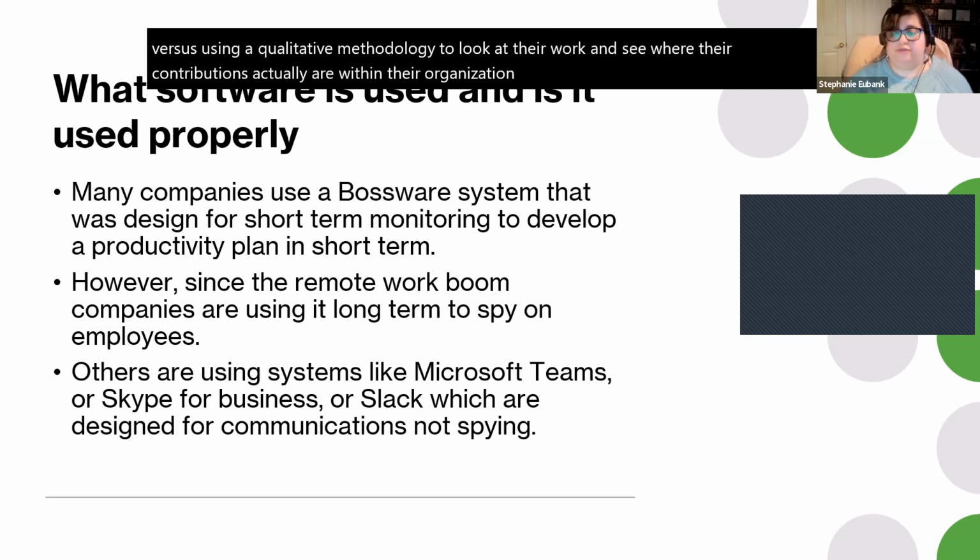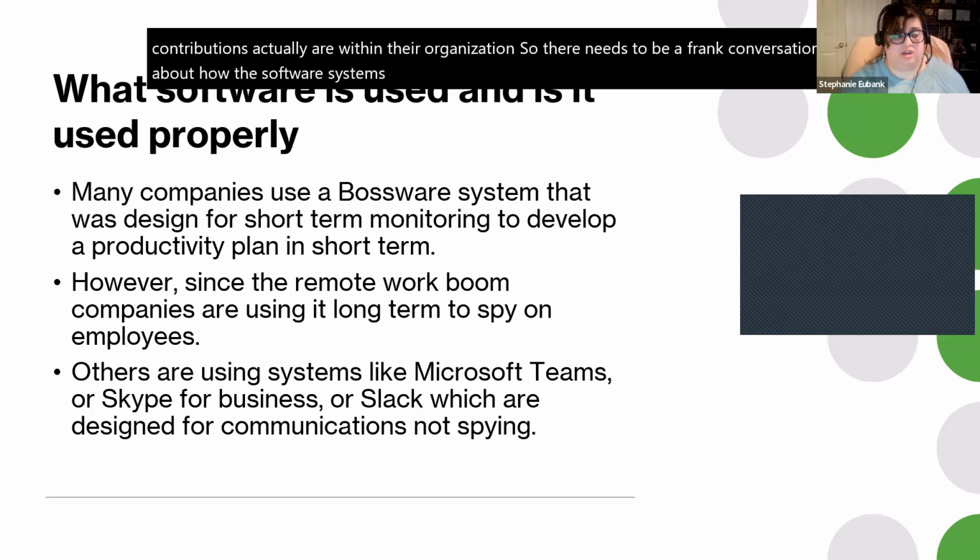So there needs to be a frank conversation about how these software systems are used, or if they should be used.